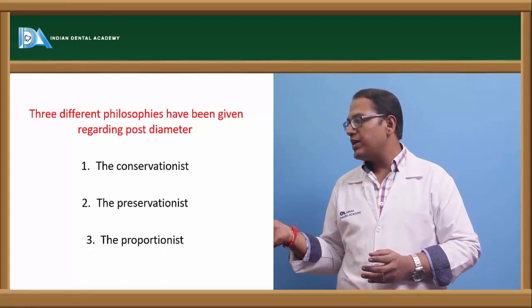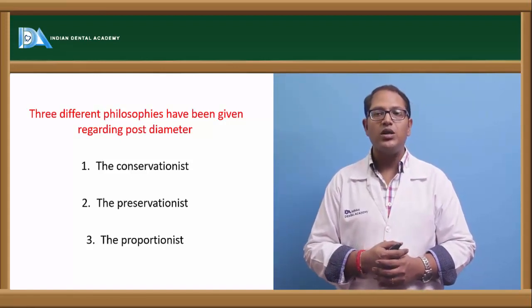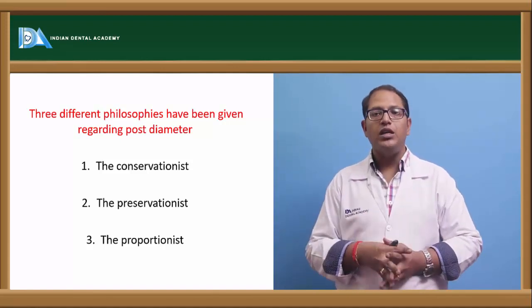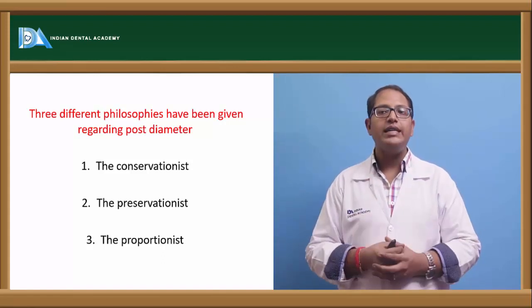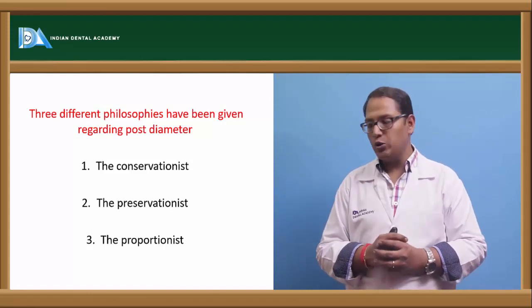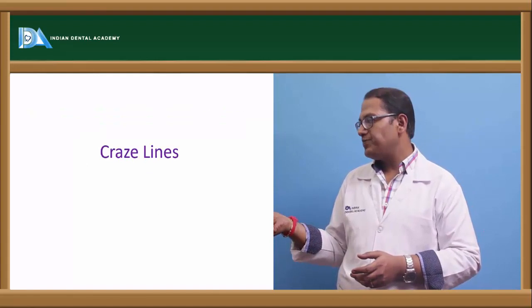Now, what did the preservationist have to say? This philosophy of dowel diameter depends on the minimal thickness of the dentine surrounding the entire dowel to prevent tooth fracture. At least 1 mm of sound dentine must be maintained around the entire circumference of the tooth. So these were the different philosophies advocated for post diameter.